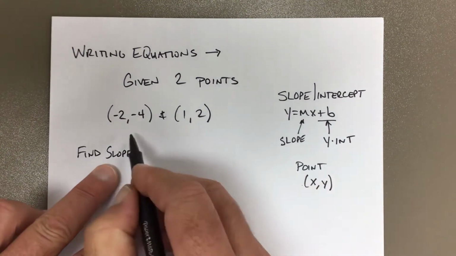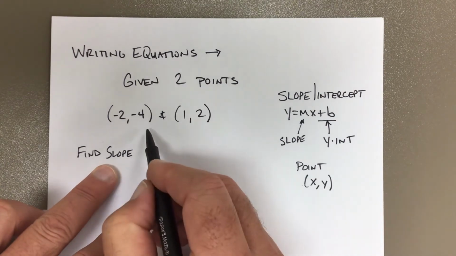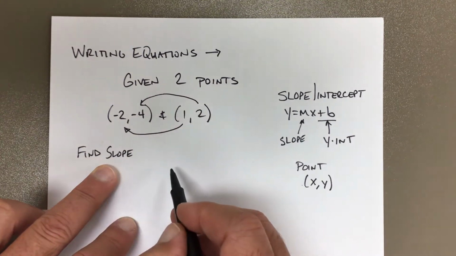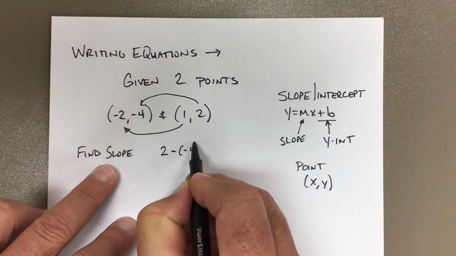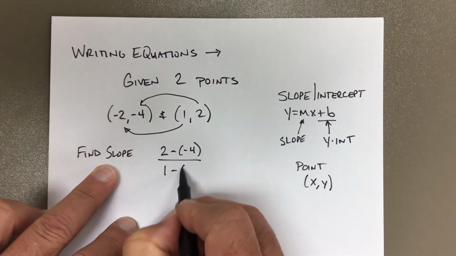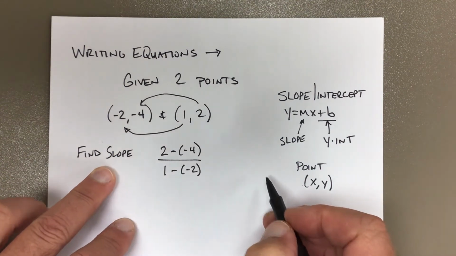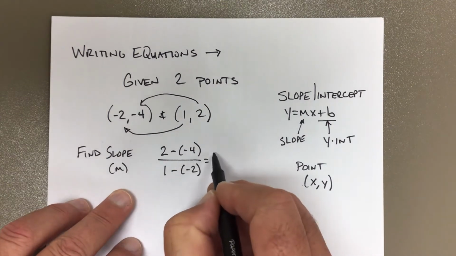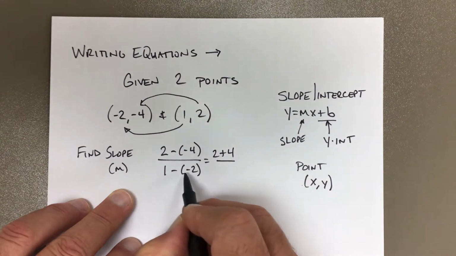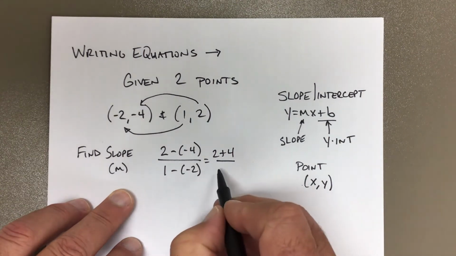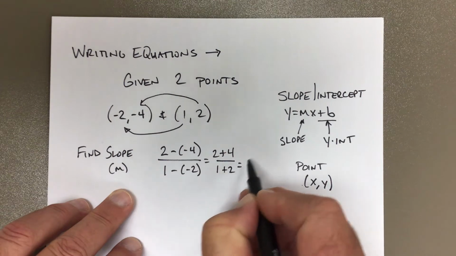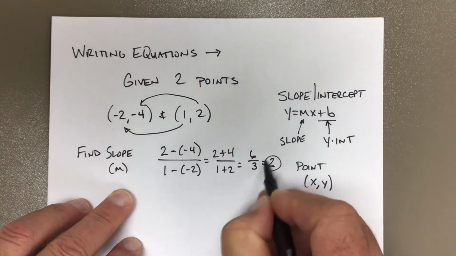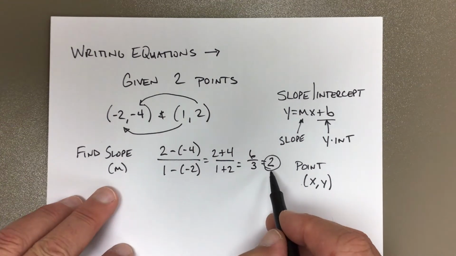To find the slope, remember that is the change in y over the change in x. So we're going to take the change in y over the change in x. So 2 minus a -4 over 1 minus a -2. So this is our m. 2 minus a -4 is really 2 plus 4. 1 minus a -2 is really 1 plus 2, so that's 6 over 3, which is 2. So the m is 2.